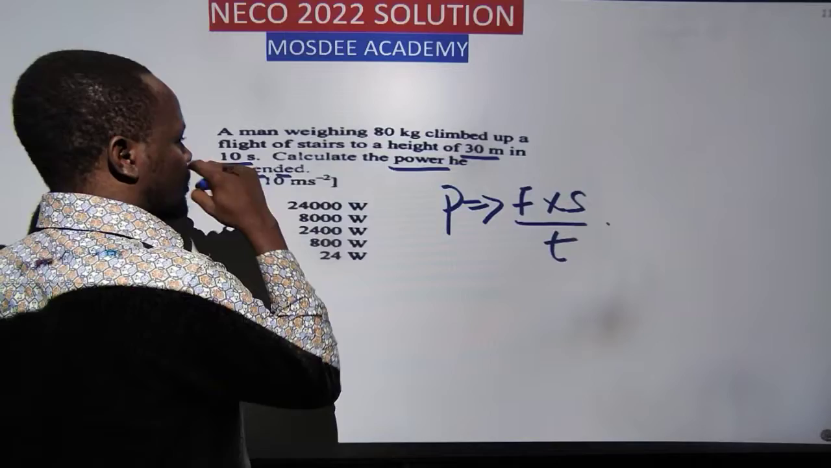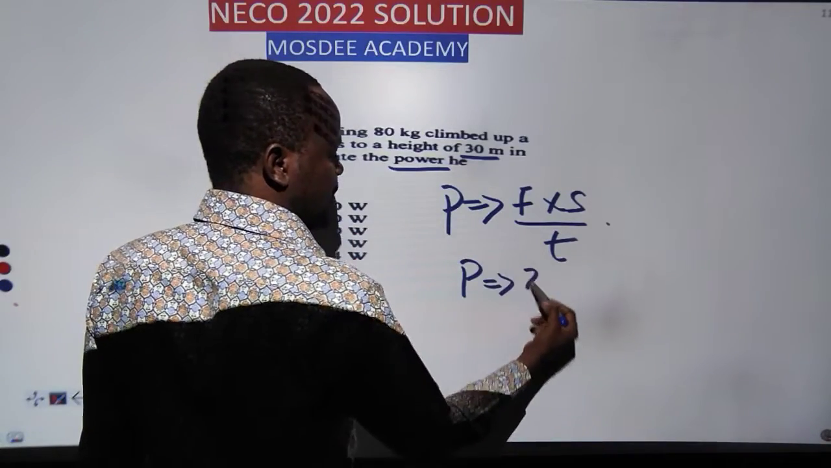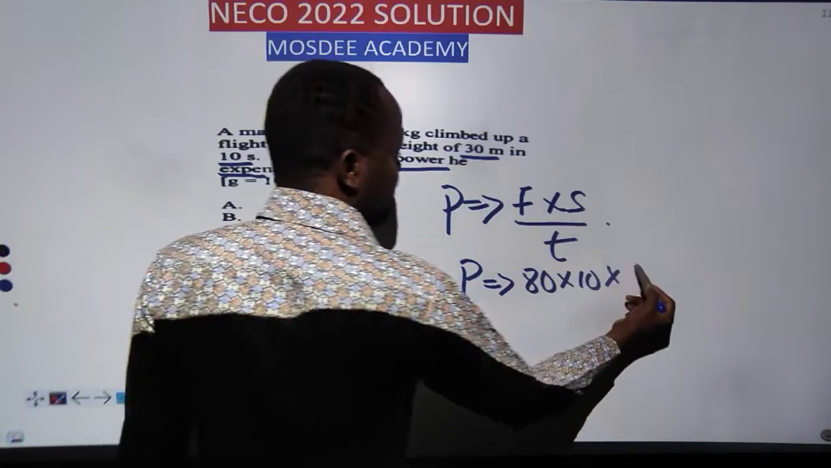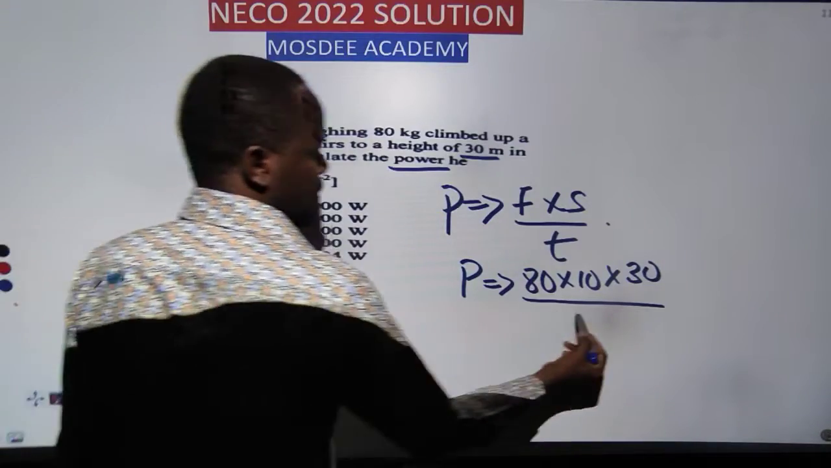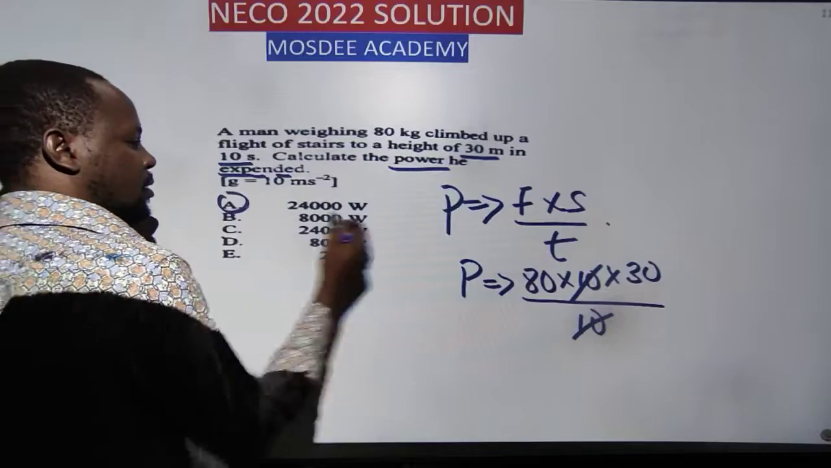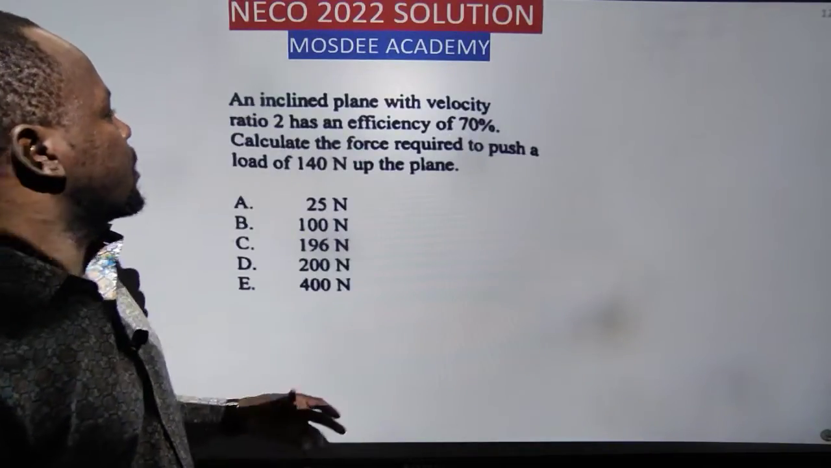Weight is mg, this is ma. So 80 times 10 will be the force. 80 times 10 times the distance. The distance was 30 divided by the time. The time was 10, so this gets cancelled out. 80 times 30 is 2400. So you go with the line of that. The next question. Thank you, Madeline.